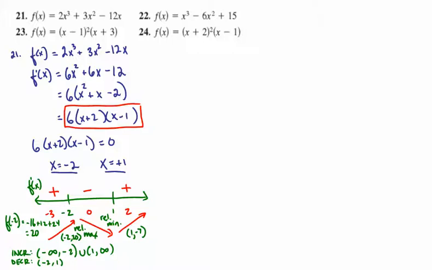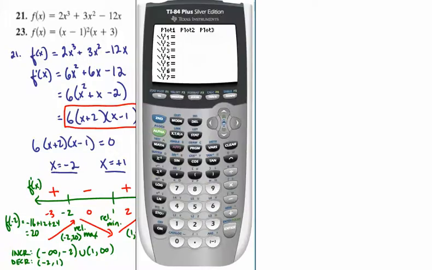Now we should just plug this into the calculator to double check, and we have 2x to the third plus 3x squared minus 12x, and zoom standard, and let's see what we have here. We're going to need to adjust our window a little bit. We don't need so much y space, so maybe from negative 5 to positive 5, and from negative 10 to 20 by 2's, and let's see what we get here.